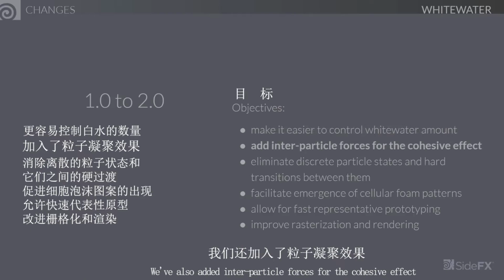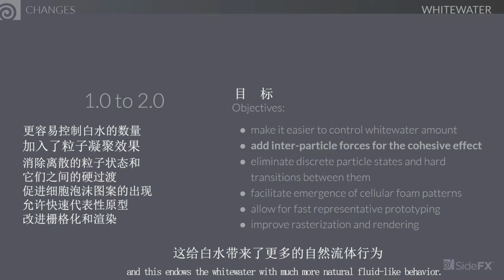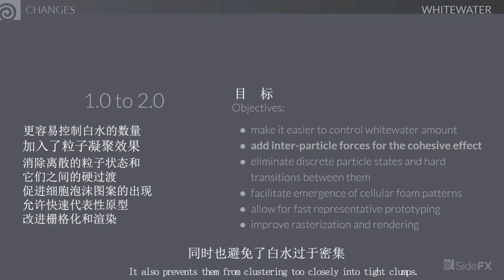We've also added interparticle forces for the cohesive effect, and this endows the whitewater with much more natural fluid-like behavior, and also prevents them from clustering too closely into tight clumps.